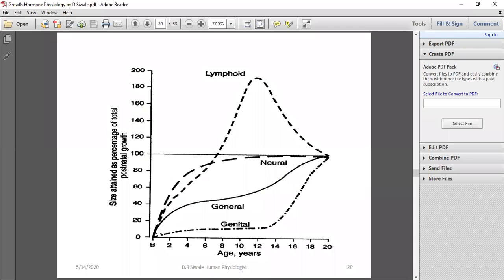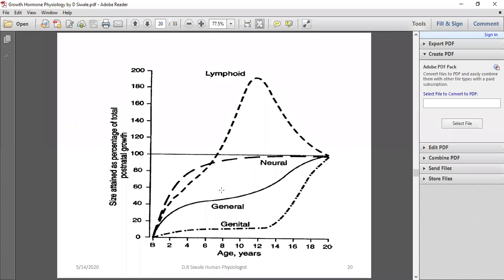So this graph shows that various parts of the body do not grow at the same rates. Okay, so we have down here the genitals. Around 2 years, 4 years, 6 years, the genitals are the same size. By the time they reach 13, 14, due to growth hormone, they start increasing in size and functionality.